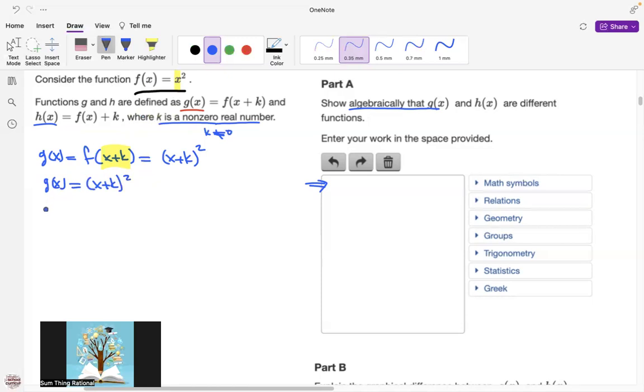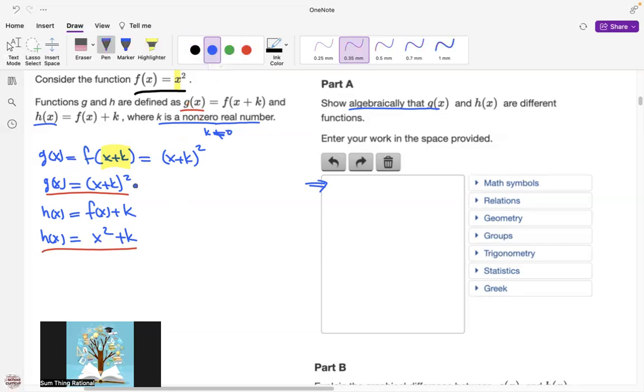What about h of x? h of x is given here: h of x is equal to f of x plus k. What is f of x? f of x is given to us already, which is x squared, and k is aside there, so x squared plus k. When we look at them carefully, h of x is equal to x squared plus k, and g of x is equal to x plus k whole squared. Definitely they are different from each other.